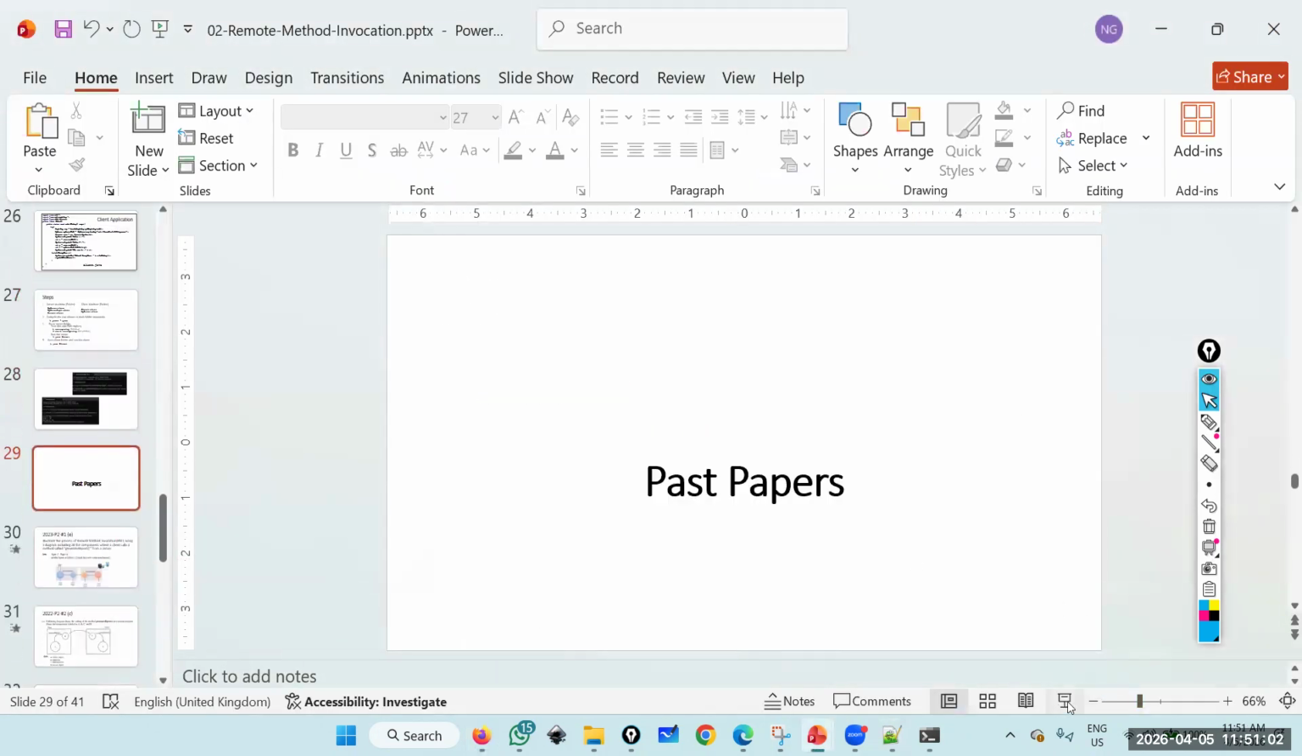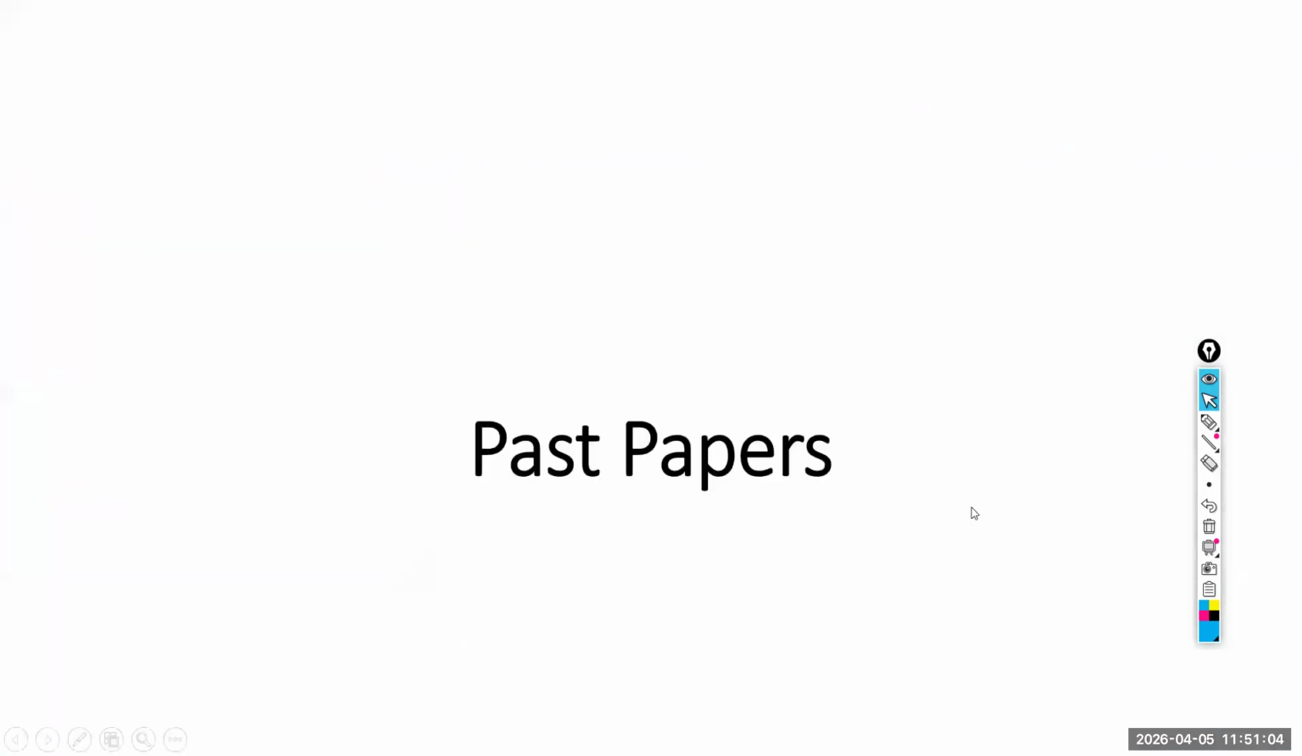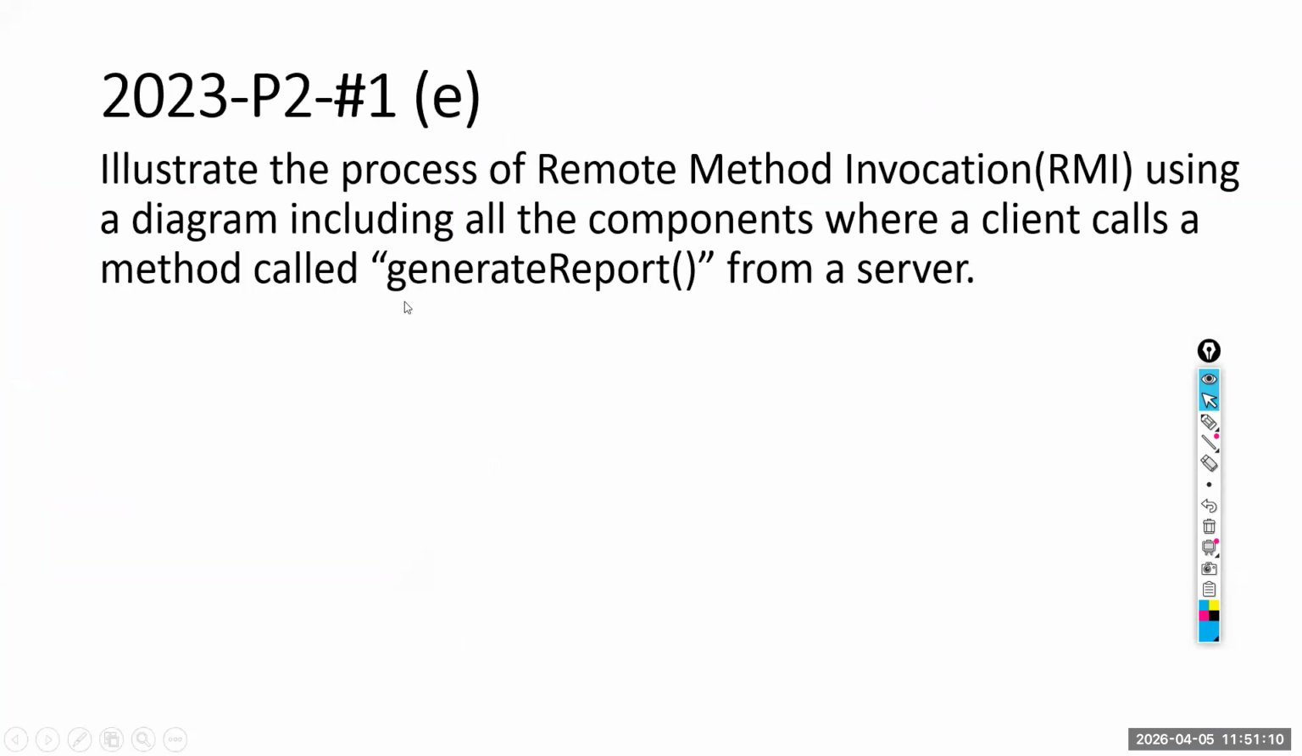Right. So if you don't have any questions, we'll do a few past paper questions. Okay. Right. So 2023, paper 2, question 1E. Illustrate the process of remote method invocation using a diagram, including all the components where client calls a method called generate report from a server.